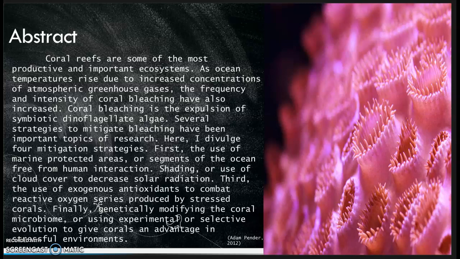Several strategies to mitigate bleaching have been important topics of research. Here I will divulge into 4 mitigation strategies. First, the use of marine protected areas, and then we will discuss shading. Third is the use of exogenous antioxidants to combat reactive oxygen species produced by stressed corals. Finally, genetic modification of the coral microbiome or use of experimental or selective evolution to give corals an advantage in stressful environments.